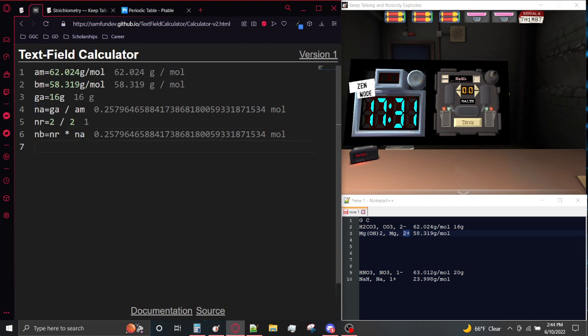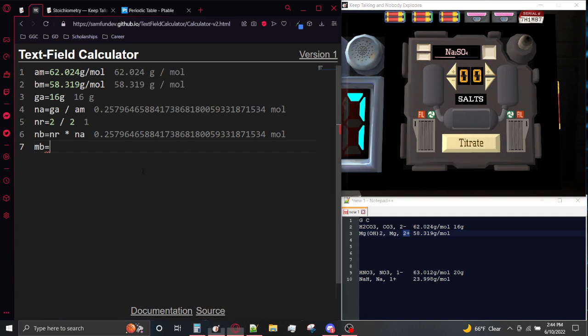Finally, we can get the mass of our base. And this is the number we're going to be submitting to the module. So to get the mass of the base, we're going to take the moles of the base and multiply by the molar mass of the base. This gives us a number in grams, which is 15.044.